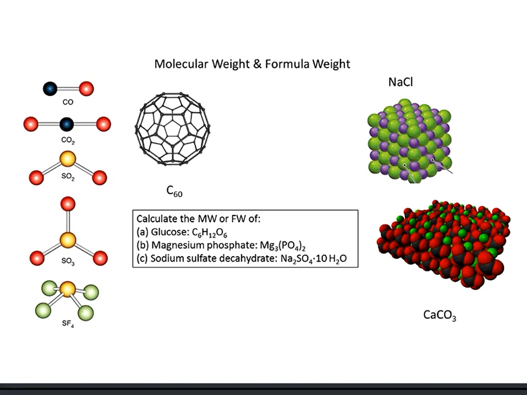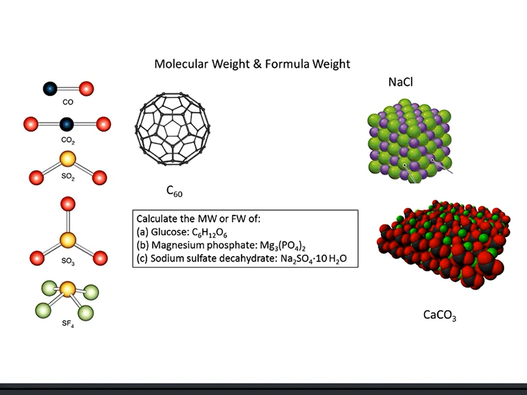And what you see here on the left are some models of molecules: carbon monoxide, carbon dioxide, sulfur dioxide, etc. And on the right are some images of ionic crystal lattices. So you would use molecular weights for the items on the left, and you would use formula weights for the compounds on the right. What you call it is just kind of a semantics issue. We're going to use these for the same purpose, so I wouldn't get too hung up about the difference between molecular weight and formula weight, but that's how you know which one is which.